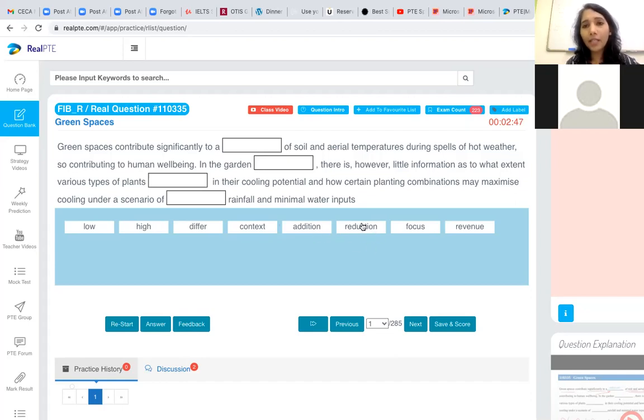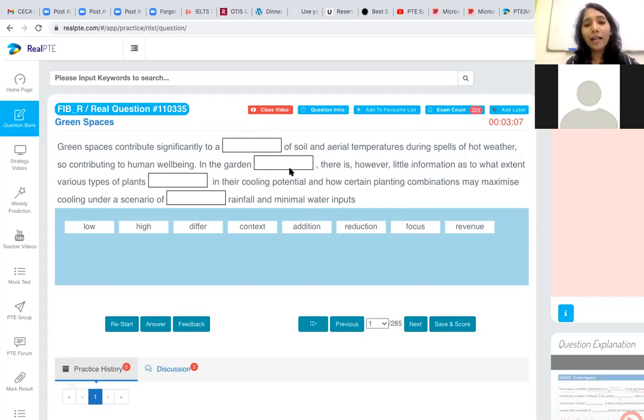Words ending with T-I-O-N are usually your nouns, right? Focus is also a noun, revenue is a noun. Here, because it's talking about temperature, it's either an addition of temperature or a reduction of temperature. So for now, if we can't decide it, we'll leave it like that and continue to read the next one.